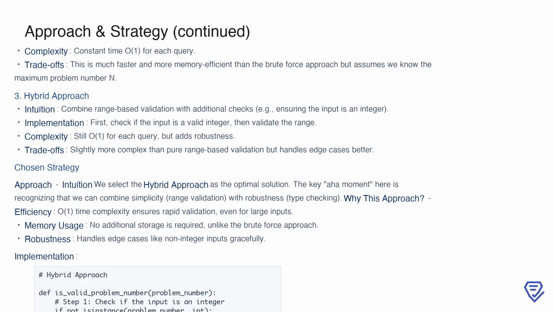Once confirmed, it then checks if the number falls within the acceptable range, from 1 to n. This method retains the constant time complexity of O(1) for each query while also improving reliability. Although the implementation is slightly more complex than pure range-based validation, it is better equipped to handle edge cases. The chosen strategy here is the hybrid approach because it strikes the right balance between efficiency, memory usage, and robustness. It ensures rapid validation while gracefully handling invalid inputs, such as strings or floating point numbers.